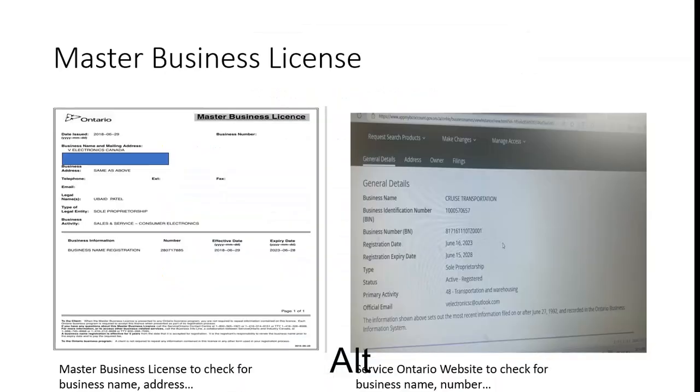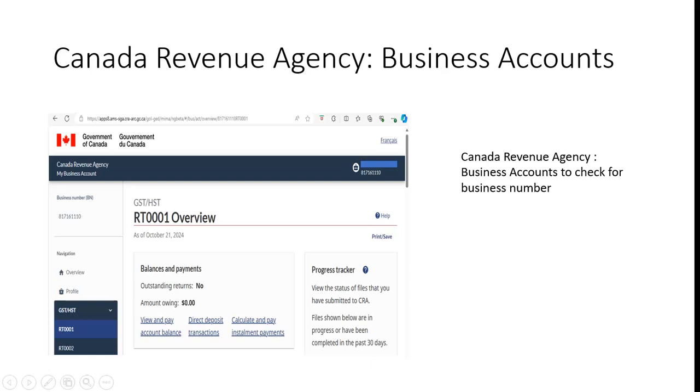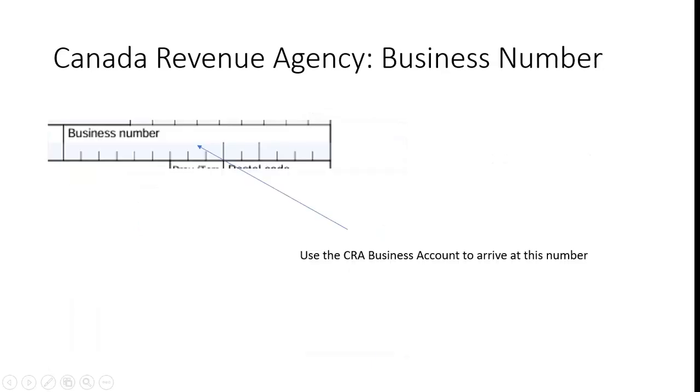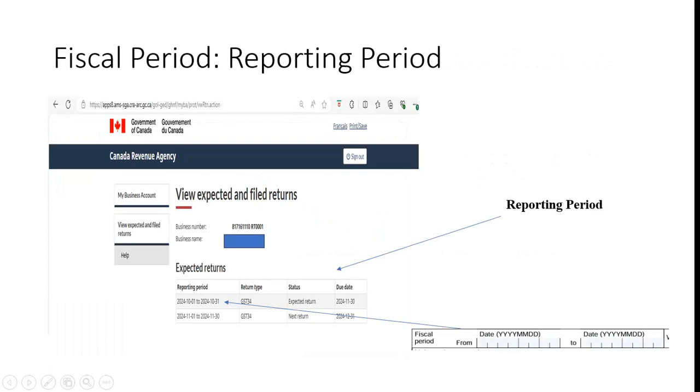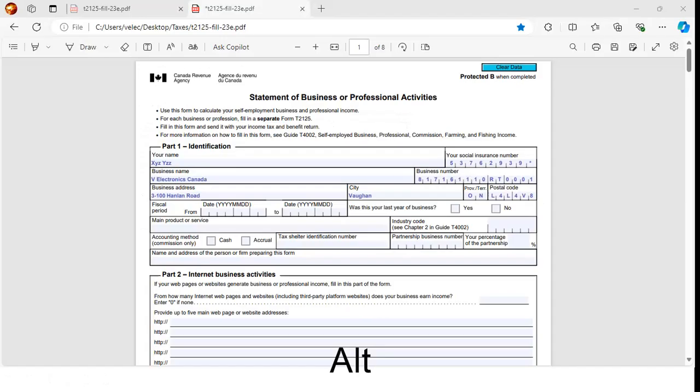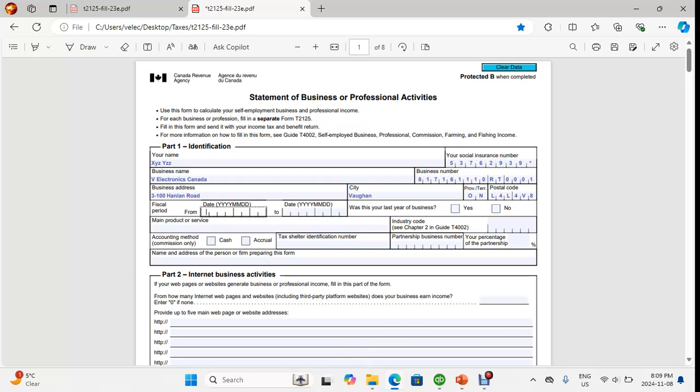Next is your fiscal period. For your fiscal period, you may check your Canada Revenue Agency business account. This will be your reporting period for your HST. Your fiscal period is the period in which your income and expenses for your business are declared. Let's say this starts in 2023, month 01 and date 01, so January 1st, 2023.